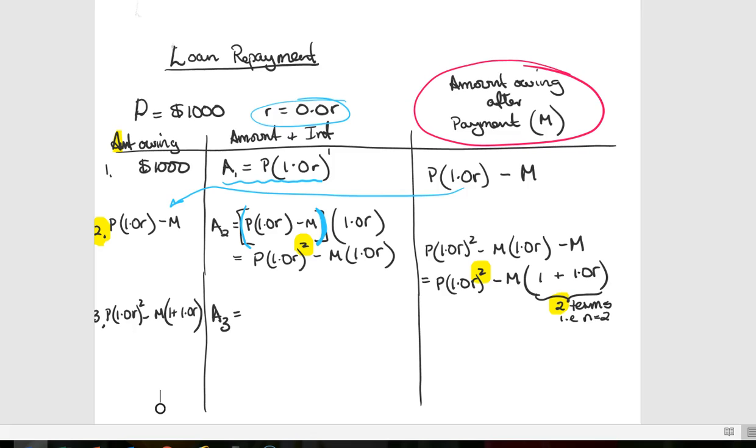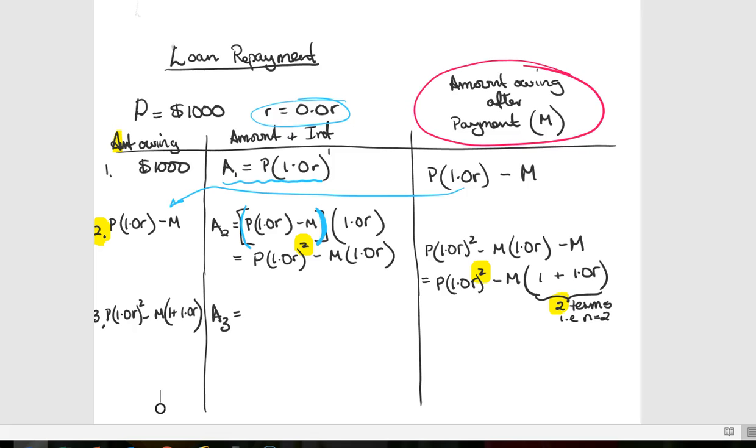And in fact, up here, I had P times 1.0r to the 1 after the first period. It will be nice if when I complete the third line, I get P times 1.0r to the 3, because that'll be very easy to identify, the amount owing being the amount borrowed times 1 plus the rate to whatever the period of time is as the power.